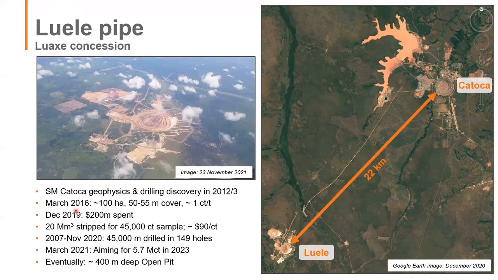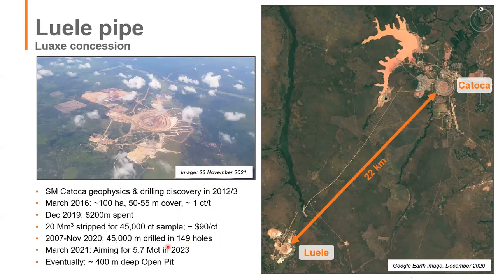By March 2016, they claimed it to be a 100-hectare pipe, 55 meters of cover, roughly 1 carat per ton grade. December 2019, they had spent $200 million on this project. They stripped 20 million cubic meters of sand to collect a 450,000 carat bulk sample. At that time, they assessed the diamonds at $90 a carat, which means the revenue potential is around $90 a ton. You know, obviously, you can make good money on that. You just have to build the mine first.